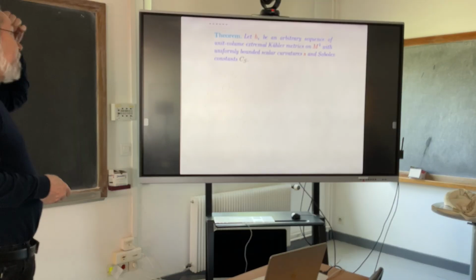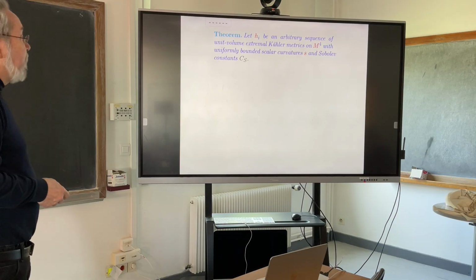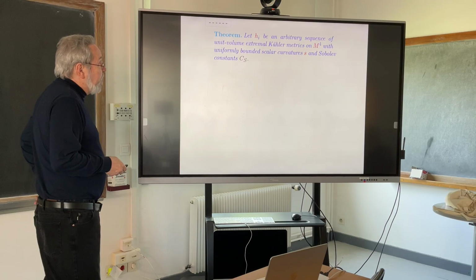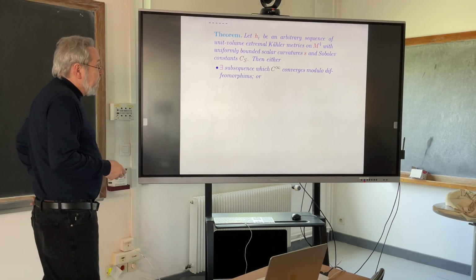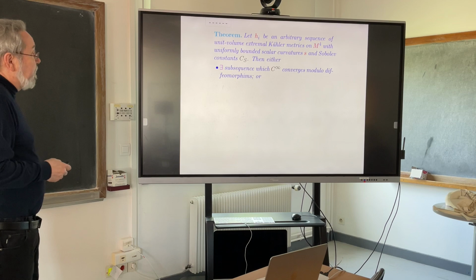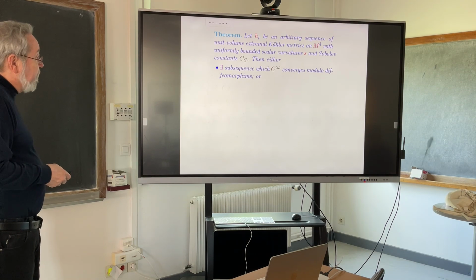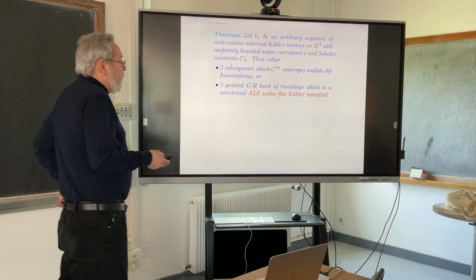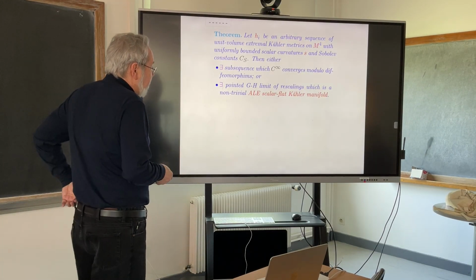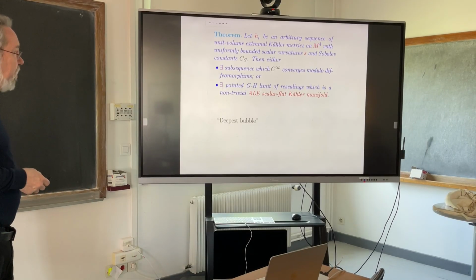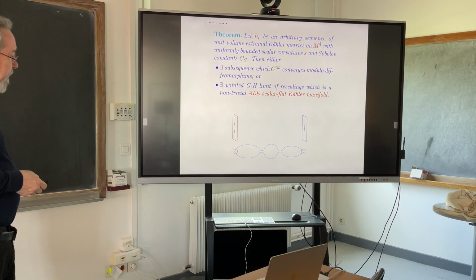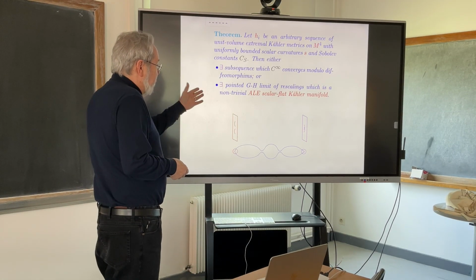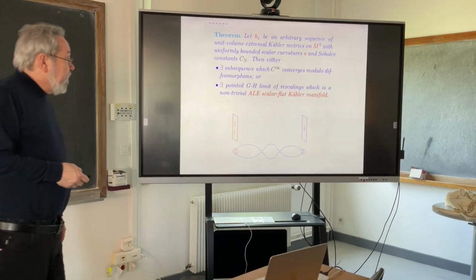And if you have an arbitrary sequence of extremal Kähler metrics, we've said before that if it has uniformly bounded scalar curvatures and uniformly bounded Sobolev constants, then the improvement is that either it converges modulo diffeomorphisms, or there's a non-trivial pointed Gromov-Hausdorff limit which bubbles off as an ALE scalar flat Kähler manifold. So that's the so-called deepest bubble in the analysis of bubbling. These are not just gravitational instantons, they are asymptotically locally Euclidean Kähler manifolds of zero scalar curvature.